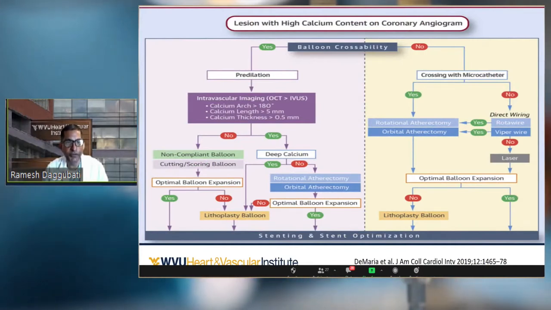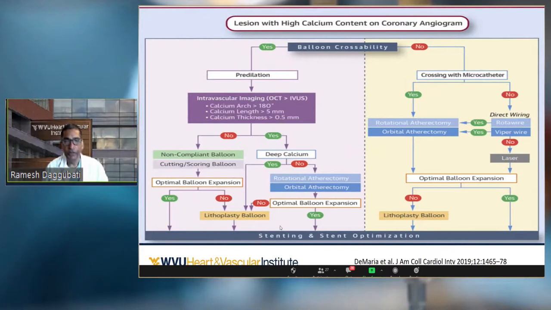If the three features are met, look for deep calcium or superficial calcium. If it is deep calcium, go with the shockwave or lithotripsy. And if not, you can go with the rotational atherectomy or orbital atherectomy. And obviously, optimal balloon expansion has to be performed in all these patients.